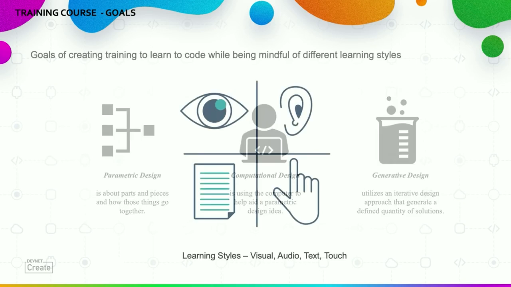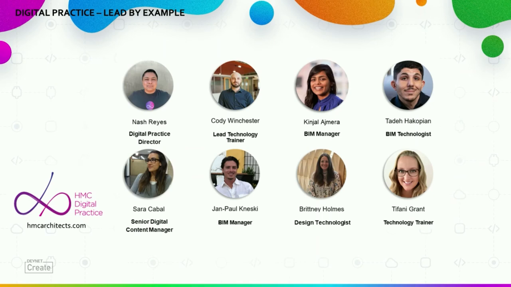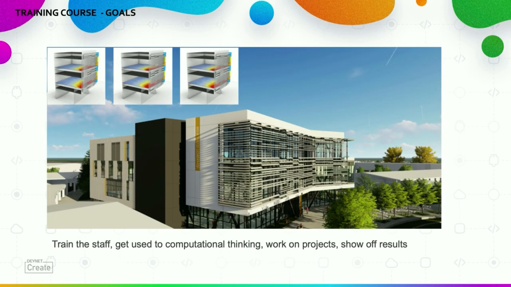And learning styles are important. Sometimes it's visual, audio, text, touch. Designers are a little more touchy, visual people than perhaps coders. And our team here at HMC Digital Practice is always trying to lead by example. So this is the group for digital practice. And in this example here, we have a result of that computational thinking using those steps we had. In this case, designing louvers in this library in the Bay Area that can be responsive to light and heat.